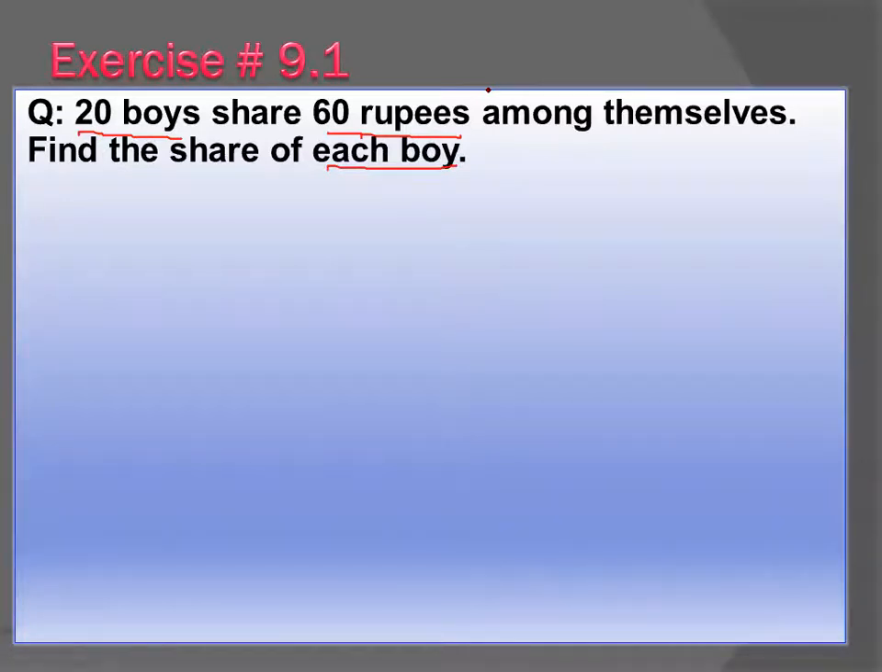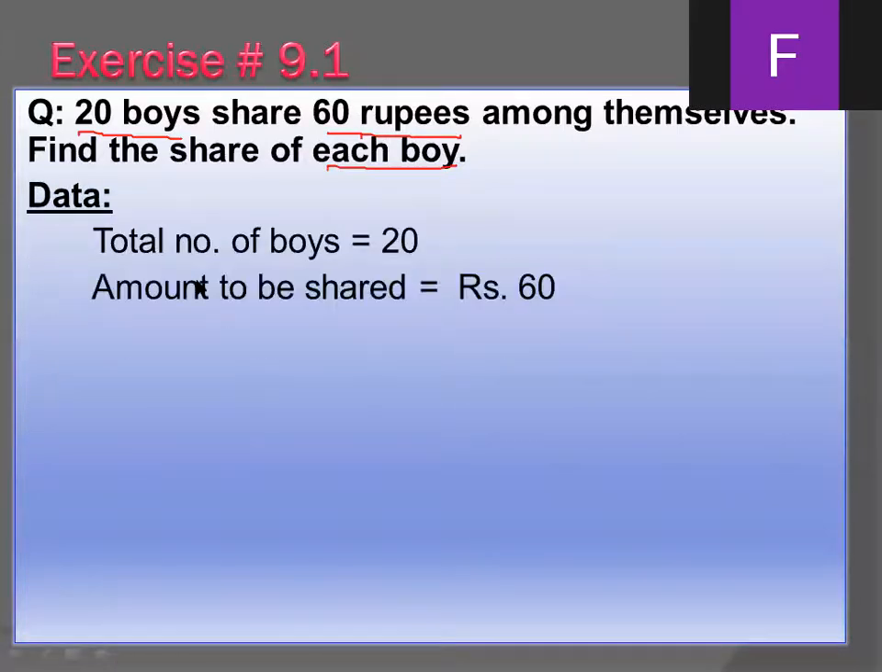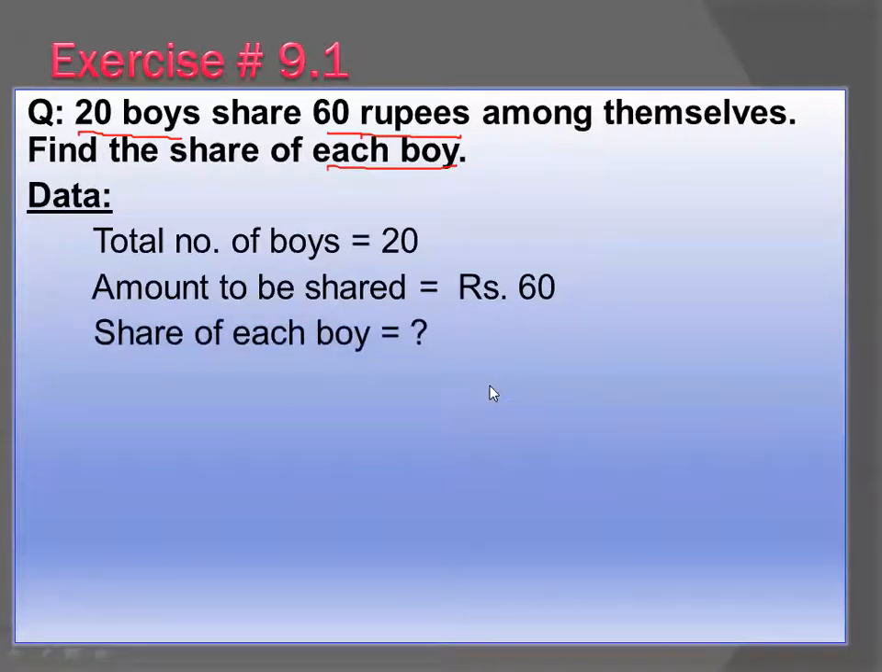Divide. Very good, Asma. Very good. We are going to perform division here. That's quite good. So let's start from the data. Total number of boys is 20 and the amount to be shared is rupees 60. Okay, now the share of each boy.